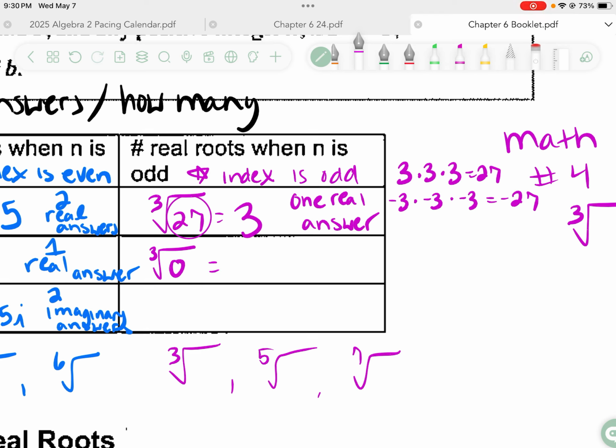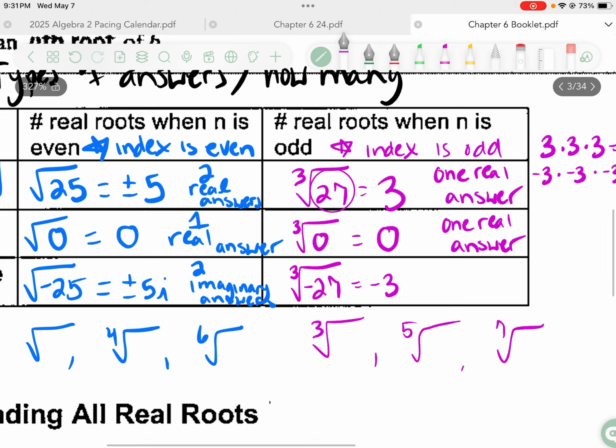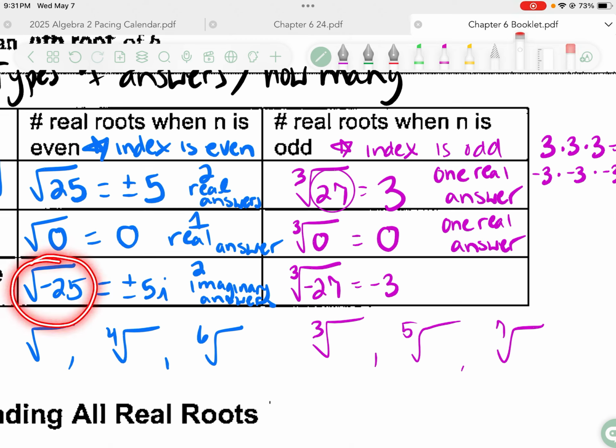Cubic root of 0, put that in your calculator. And that's 0, so you get one real answer. And then this one's probably the most surprising one. When you do the cubic root of a negative number, put that in your calculator. That one gives you a -3. It doesn't give you an error like the square root of a negative would, right?